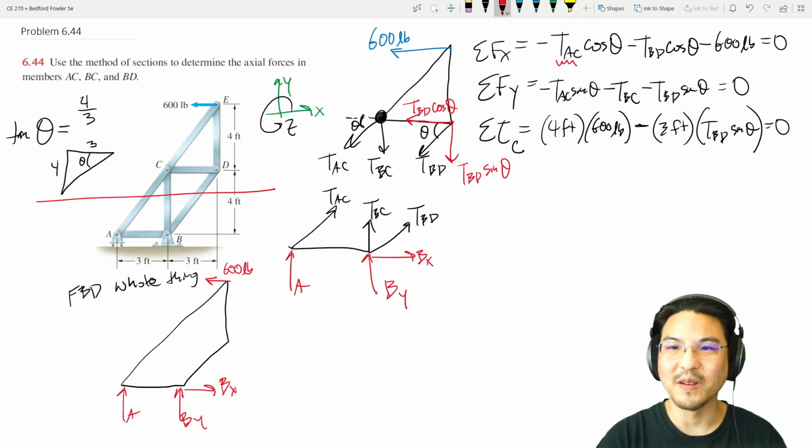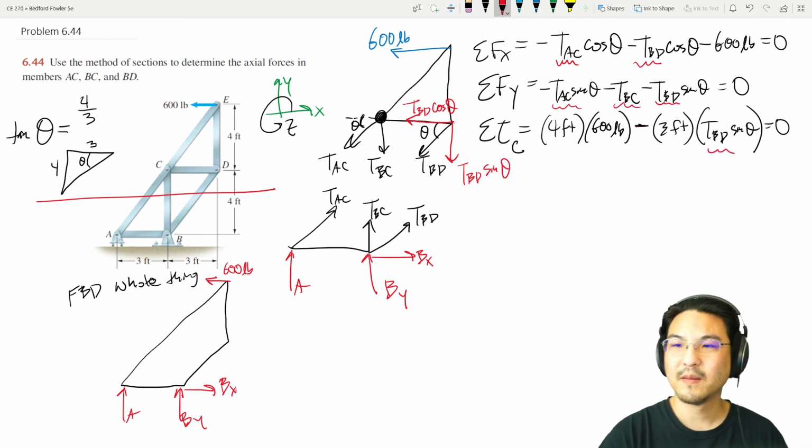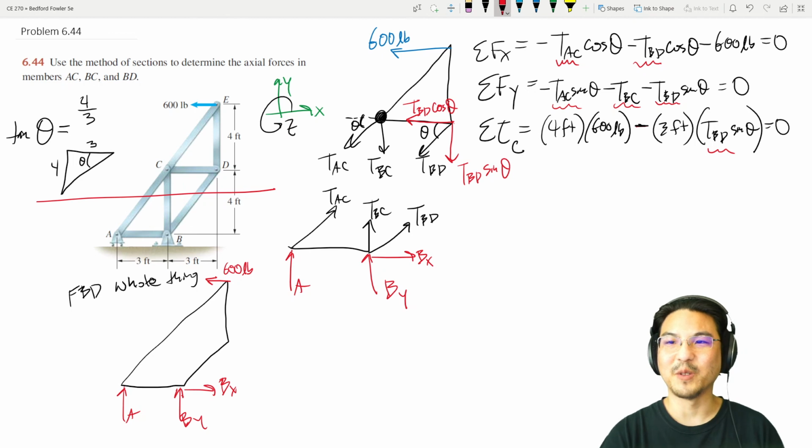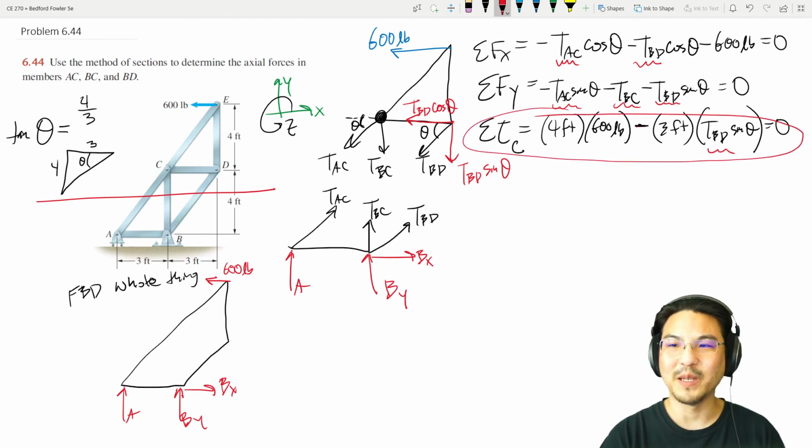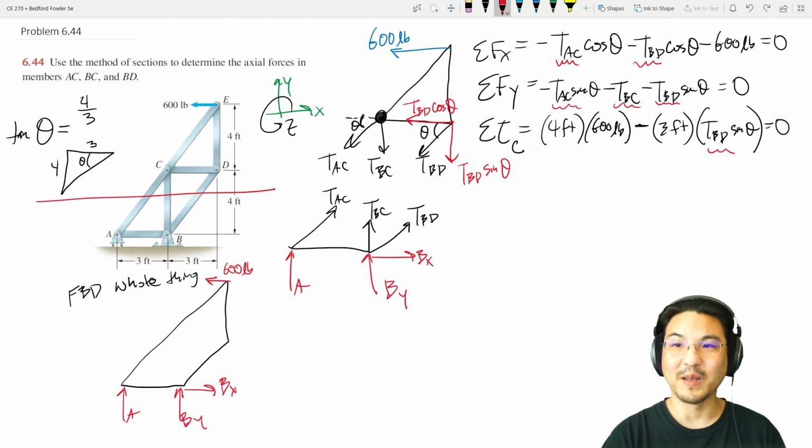The unknowns are here. If you look at it, which of these would you like to solve first? I would solve this one first for TBD. Get that number, plug it in right here, and then you can solve for TAC. Now we know both TAC and TBD, so this is the only unknown. So now you know all three.